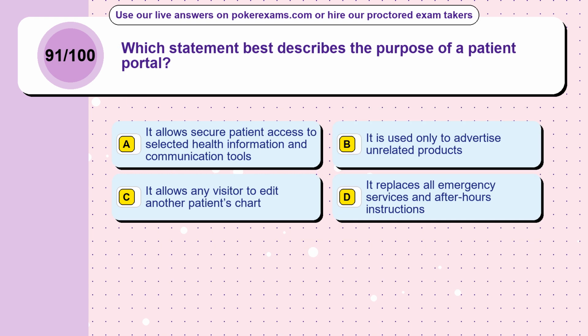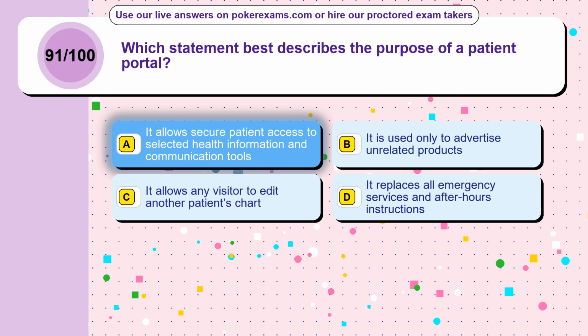Question 91. Which statement best describes the purpose of a patient portal? Option A. It allows secure patient access to selected health information and communication tools. Option B. It is used only to advertise unrelated products. Option C. It allows any visitor to edit another patient's chart. Option D. It replaces all emergency services and after-hours instructions.